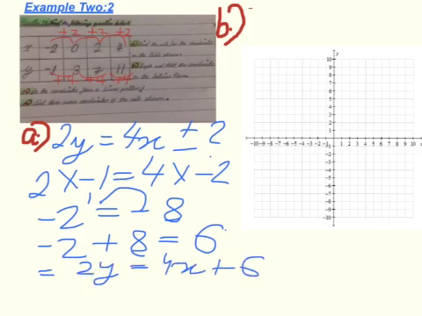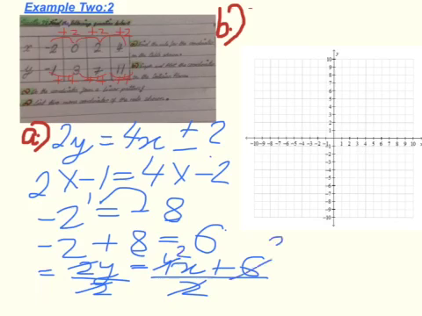However, we don't want 2y, we just want to know y. So we'll divide both sides by 2. That will give us y, that will give us 2x, and that will give us 3, which clearly states that y equals 2x plus 3. That's the answer for part A.